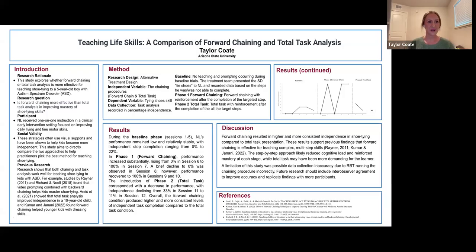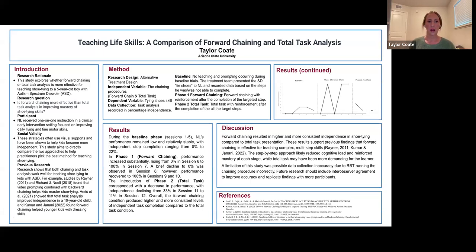So let's dive into the results. During baseline, sessions 1 through 5, NL's performance remained pretty low, but it stayed the same, subtle and stable. It averaged from 0% to 22% for independent steps.